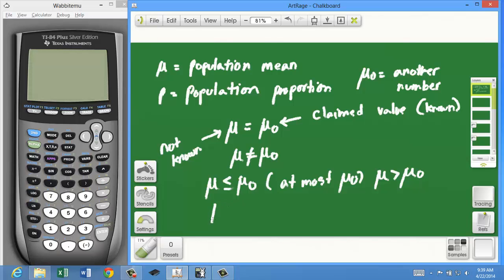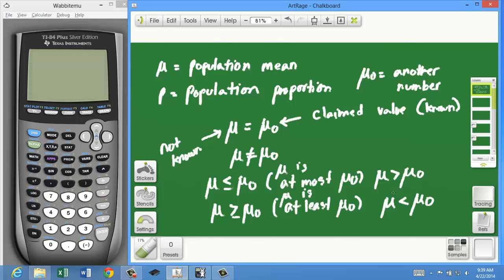In a similar manner, if mu is greater than or equal to mu naught, which is at least mu naught, I could come up with another counter argument that mu is less than mu naught. So in total, if you counted, you'd see that there are 6 logical statements: mu equal to mu naught, mu not equal to mu naught, mu less than or equal to mu naught, mu greater than mu naught, mu greater than or equal to mu naught, and mu less than mu naught.